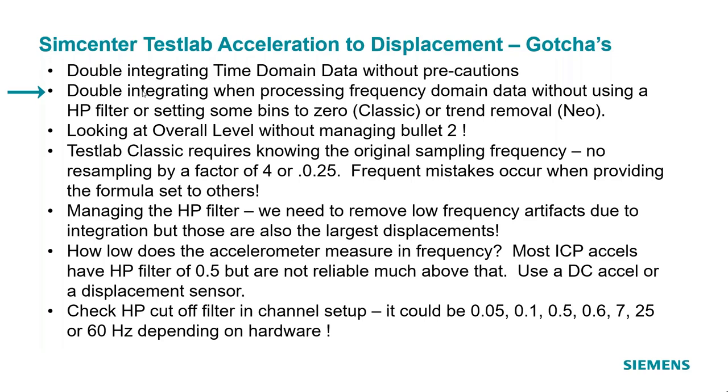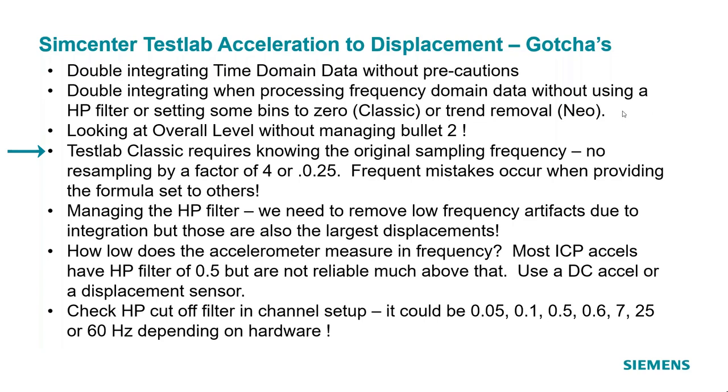Second bullet point, double integrating when processing frequency domain data without using a high pass filter or setting some bins to 0 or doing trend removal. Third point, looking at overall level without managing bullet 2. So we've had some questions from customers when they want to know why their overall level is too high. And it's either caused by a problem at 0 Hz during testing or a problem at 0 Hz when integrating.